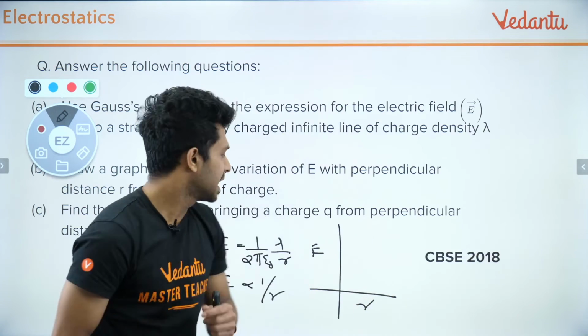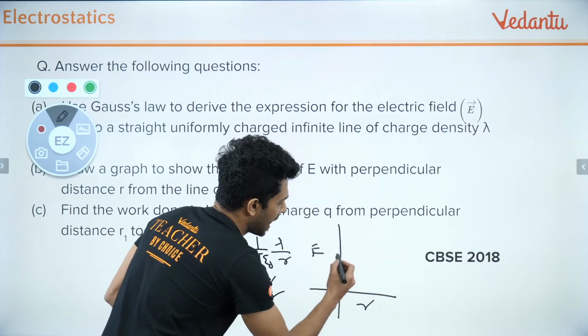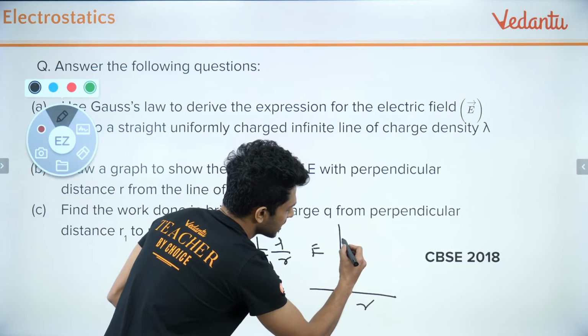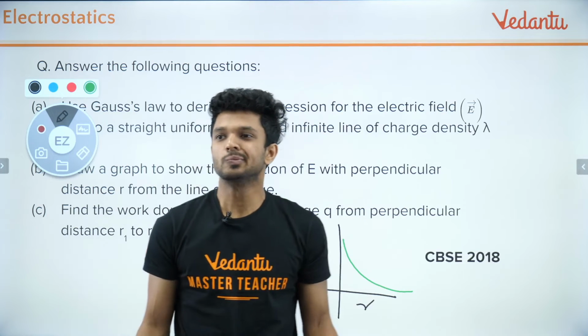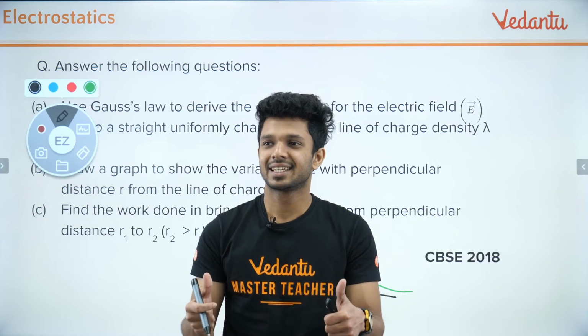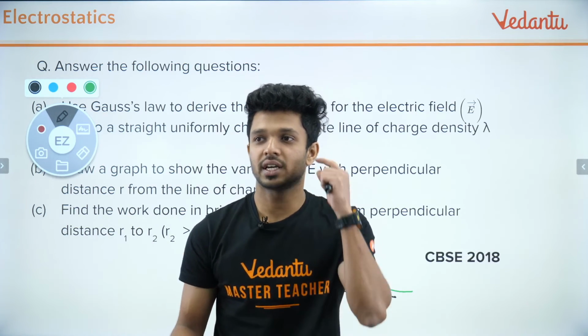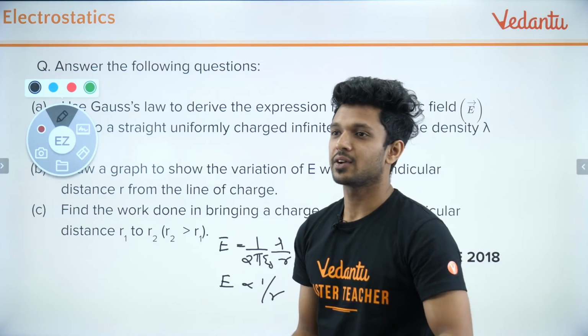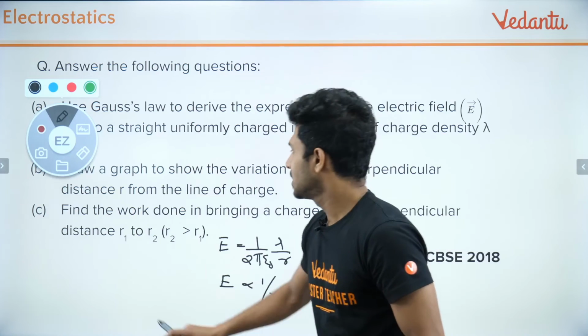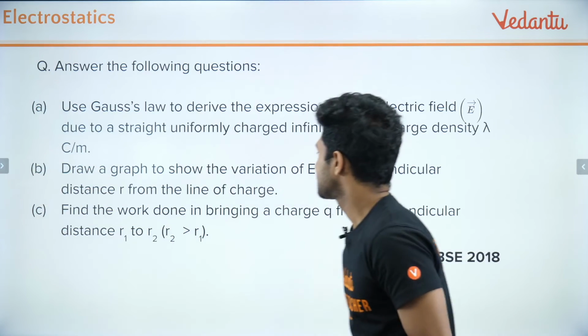Okay, so it will decrease. Very good. So as the r value increases, the electric field value decreases. So this will be the graph. Yes, speed is good. Okay, that's good. Thanks for the support, Satyam. Okay, yes, it will be a rectangular hyperbola. Okay, very good. Next question.